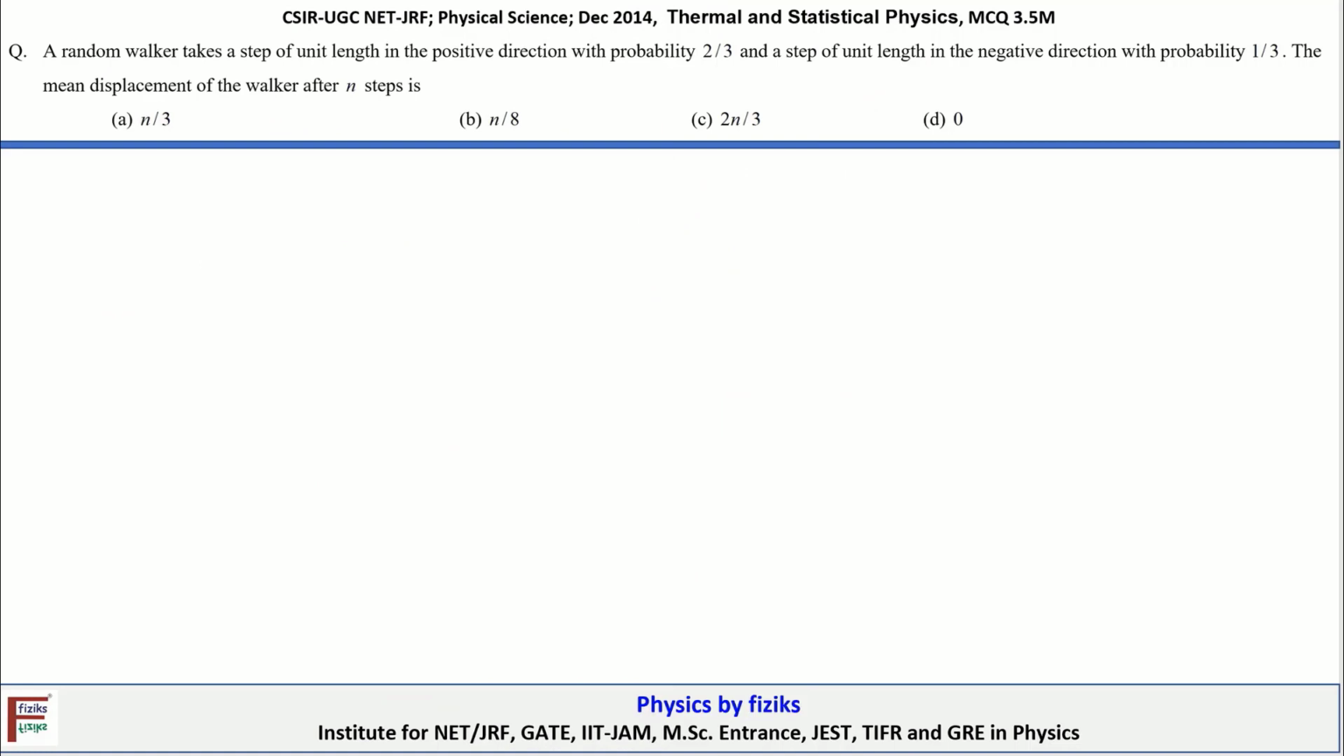Let's continue with the next problem. It is from the random walk article. The statement is, a random walker takes a step of unit length in the positive x direction with probability 2 by 3. So if we call the probability of taking steps towards the right p, that is equal to 2 by 3. And a step of unit length in the negative direction with probability 1/3. So the probability of taking steps along the left side is equal to 1/3.